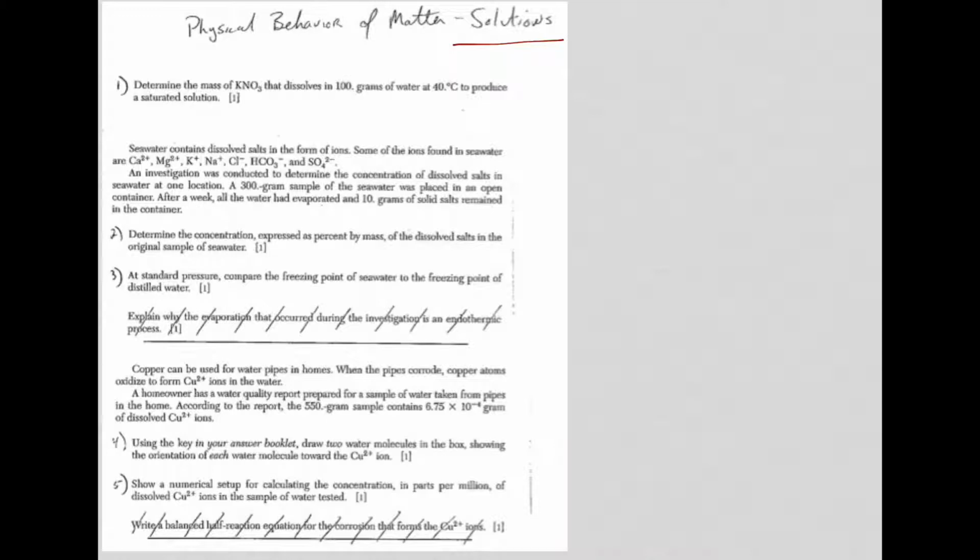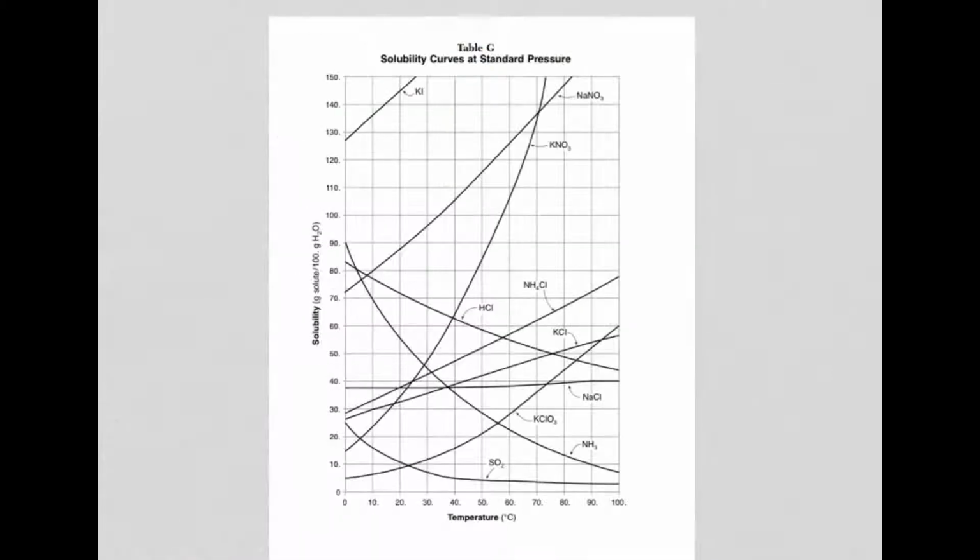Okay, in question 1 here, we're looking at determining the mass of potassium nitrate that dissolves in 100 grams of water, 40 degrees Celsius, to produce a saturated solution. As soon as you see the temperature there and the 100 grams of water, that hopefully will trigger that you're dealing with a solubility curve question, and that's reference table G. So for potassium nitrate, I have to follow the potassium nitrate curve, and we're dealing with 40 degrees Celsius, so I'm going to go up to the line, and then I'm going to go over and try to read the graph.